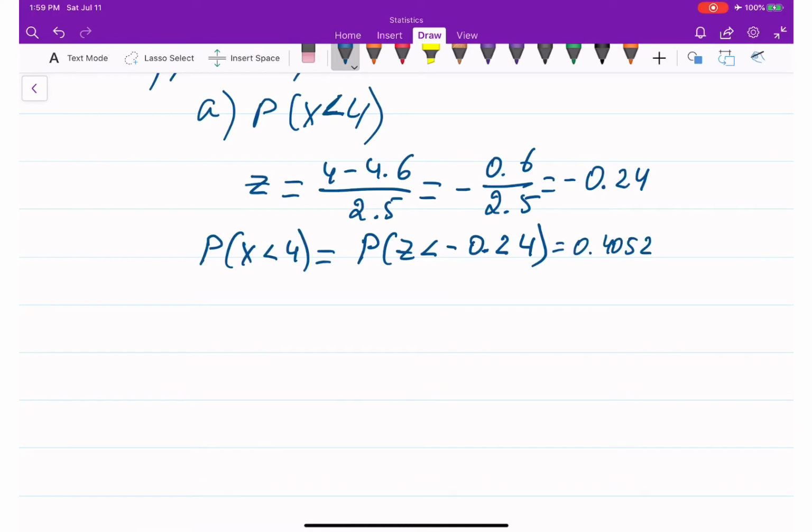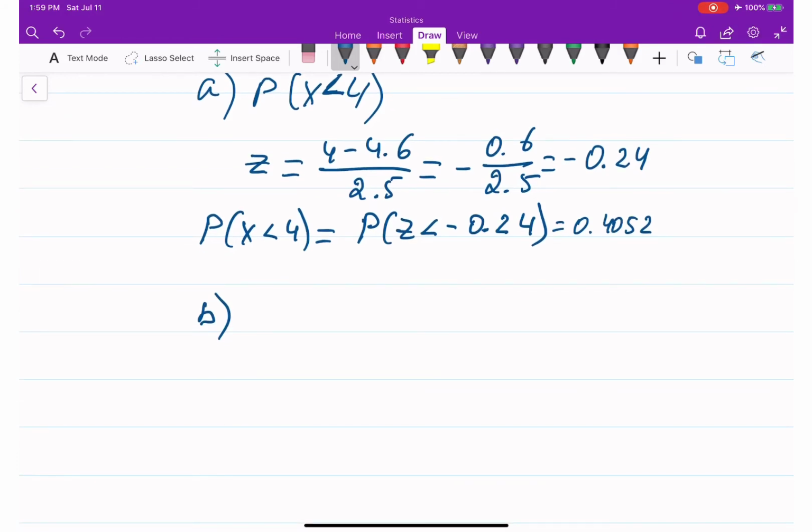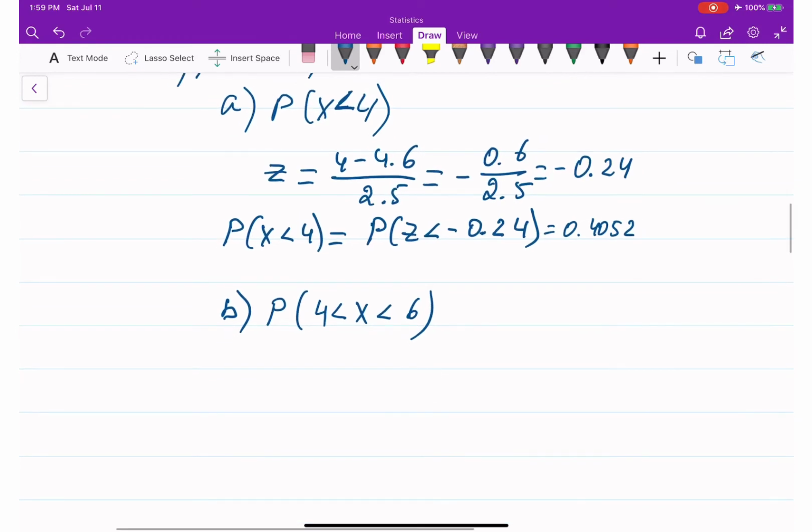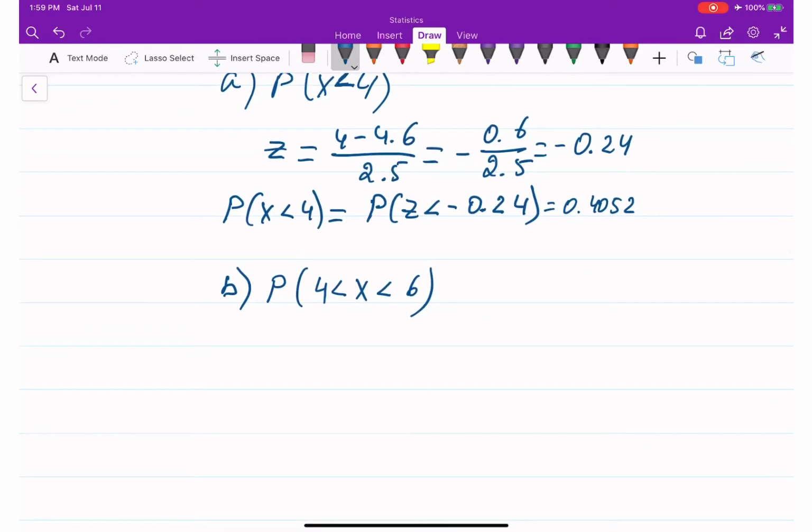Let's see what is the next question we have. Question B: find the probability that the randomly selected study participant response was between 4 and 6. Again, we already have the probability of x less than 4 is equal to 0.4052. We have that.